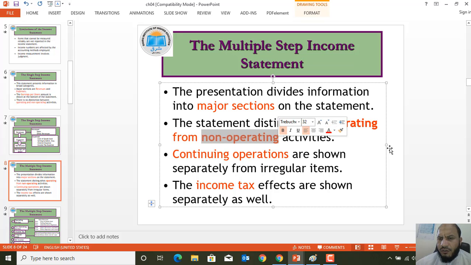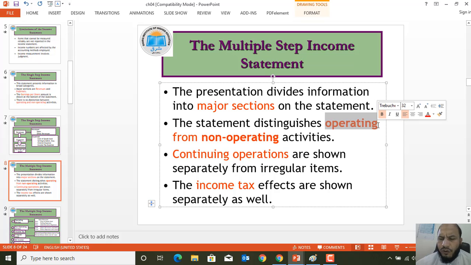Operating activities are those activities which have a relationship with the daily operations of the business, for example the sales and the daily expenses of the business, like salaries and administration costs, etc. We will discuss these later on, but keep in mind that here is the distinction between operating and non-operating activities.